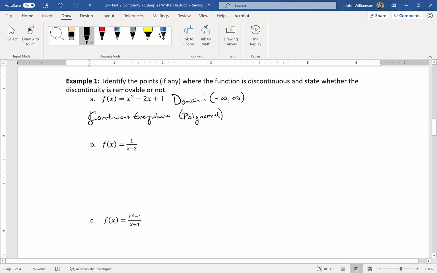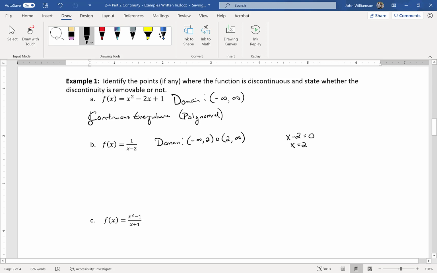Now let's look at the second one. f of x equals 1 over x minus 2. First step, find your domain. What's going to break a rational function? Dividing by 0, right? So to find the domain, we solve the equation x minus 2 equals 0. That gives us x equals 2. So x cannot equal 2 in this case, and our domain is negative infinity to 2, union 2 to infinity.